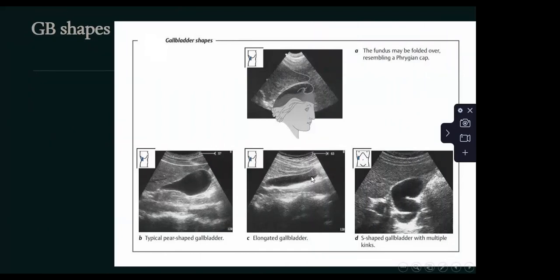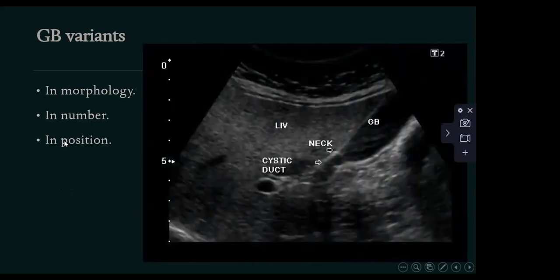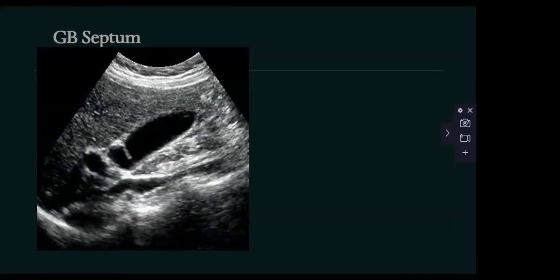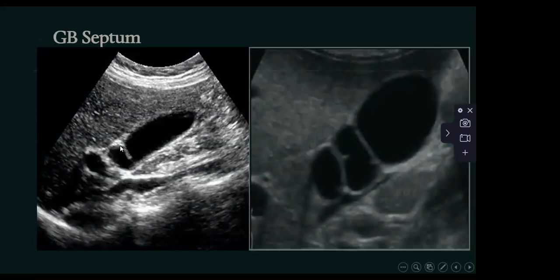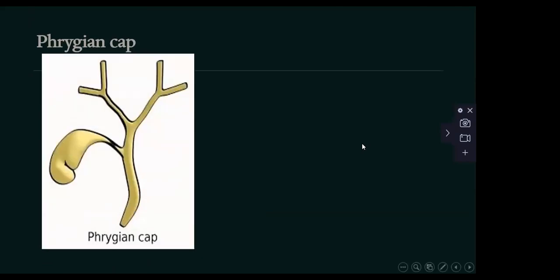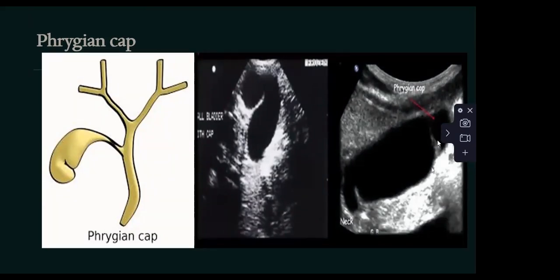This is the normal pear-shaped gallbladder. It may have an elongated shape or be an S-shaped gallbladder. Sometimes the fundus is folded over itself to form what is called a Phrygian cap. The gallbladder has variants regarding morphology, number, and position. This is the typical pear-shaped gallbladder. We may have a single septum or multiple septa in the gallbladder, as we see here. Phrygian cap: sometimes the fundus is folded over itself to form a Phrygian cap. This is also a Phrygian cap.